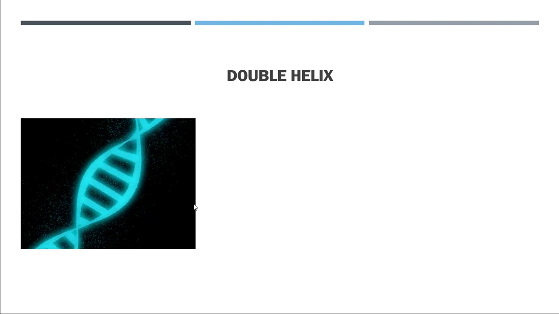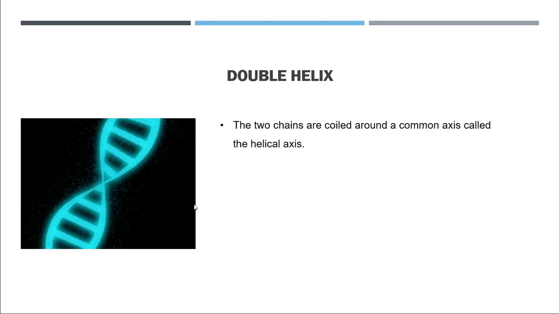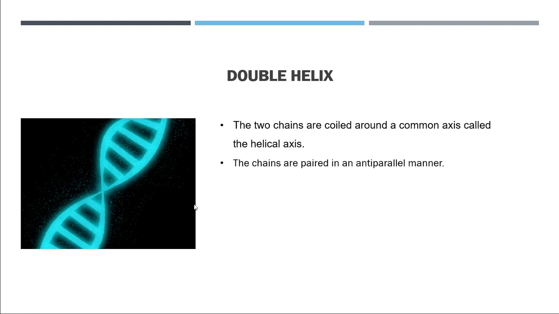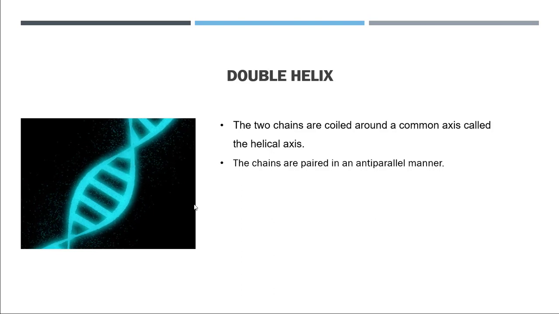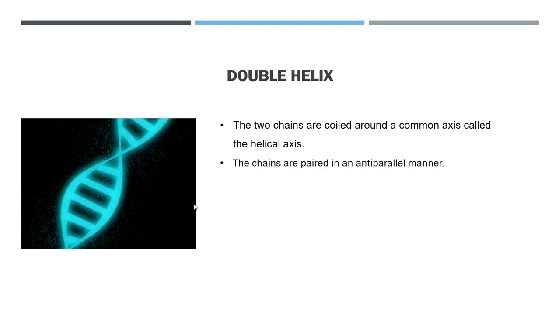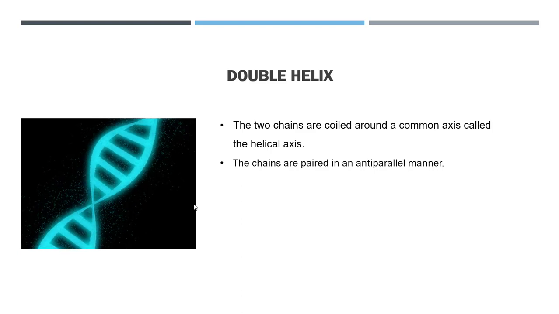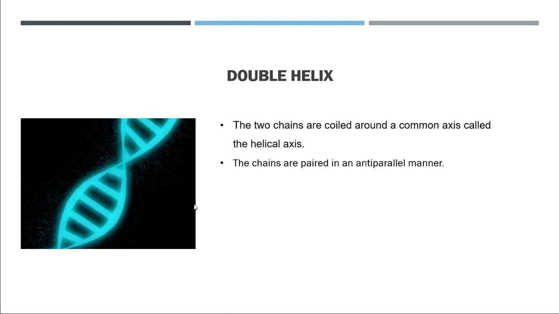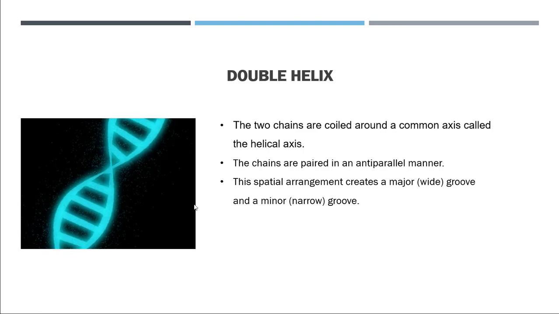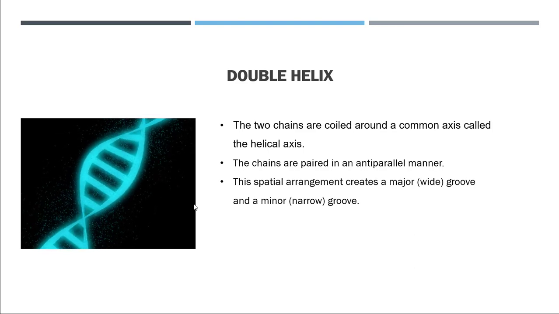Okay, now let's talk about DNA. So DNA is present in double helix form, right? The 2 chains are coiled around a common axis called the helical axis. The chains are paired in anti-parallel manner. So it means if one chain is from 5' to 3' end, the other chain will start from 3' to 5' end. This spatial arrangement creates a major groove and a minor groove there.